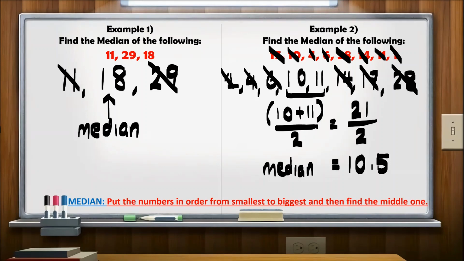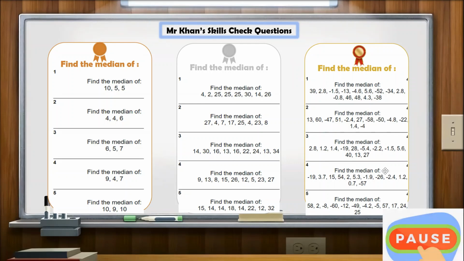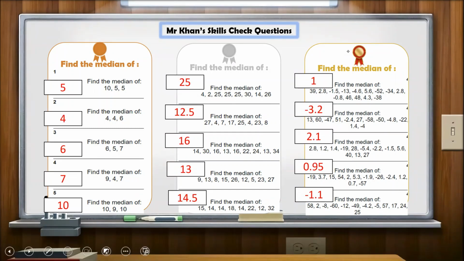Now that you have seen my worked examples, I would like you to practice the skills I have shown you by attempting Mr. Khan's skills check questions. Here are Mr. Khan's skills check questions. Please press pause and have a go at the questions on your screen. Once you have completed the questions, press play to mark your answers. Here are the answers to Mr. Khan's skills check questions. See how you have got on by marking the questions you have done.